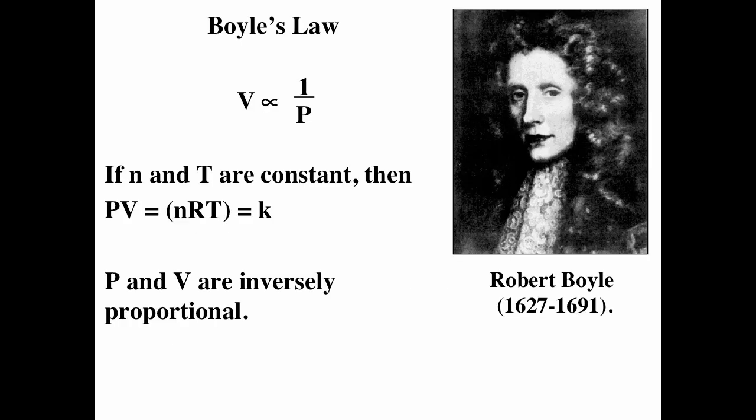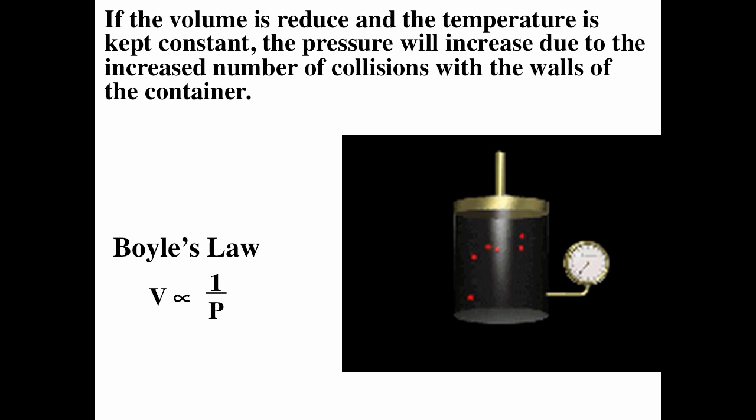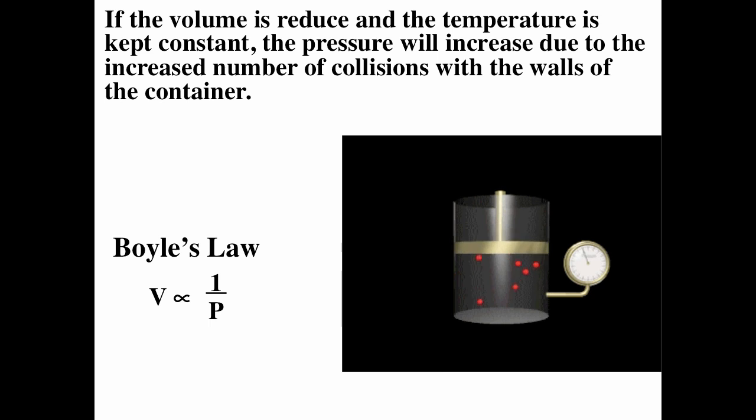Boyle's law says that volume is inversely proportional to pressure if the number of moles and temperature are constant. And so if we push down this plunger, we're reducing the volume. Now, the gas particles are going to hit the sides of the container more often if it's in a smaller volume, and that will cause the pressure to increase. A decrease in the volume of a gas sample results in an increase in pressure because the gas particles will hit the walls of the container more often.